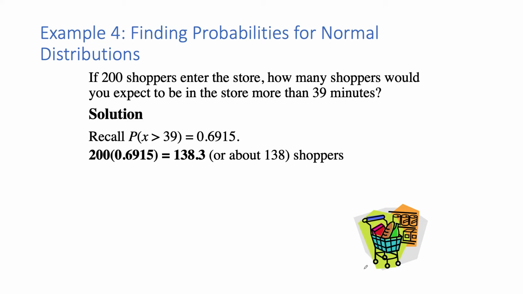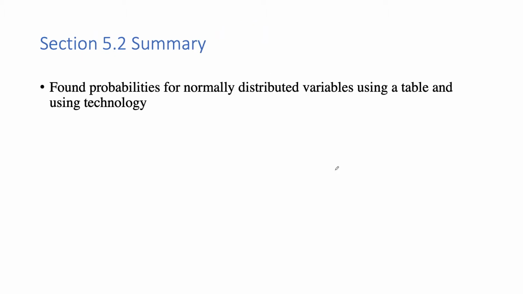Okay. So you can use this to answer more interesting questions like, if 200 shoppers enter the store, how many shoppers would you expect to be in the store more than 39 minutes? Right? So we know that the probability that x is greater than 39 is 0.6915, which is to say 69.15% of all shoppers who enter the store are still there 39 minutes later. So if 200 shoppers enter the store, 69.15% of the 200 shoppers are still going to be in the store 39 minutes later. So 200 times 0.6915. So it's about 138 odd shoppers are going to still be in the store 39 minutes after they show up. Okay. So just a few quick examples on what kind of questions you can answer and how to find probabilities using the standard normal table.